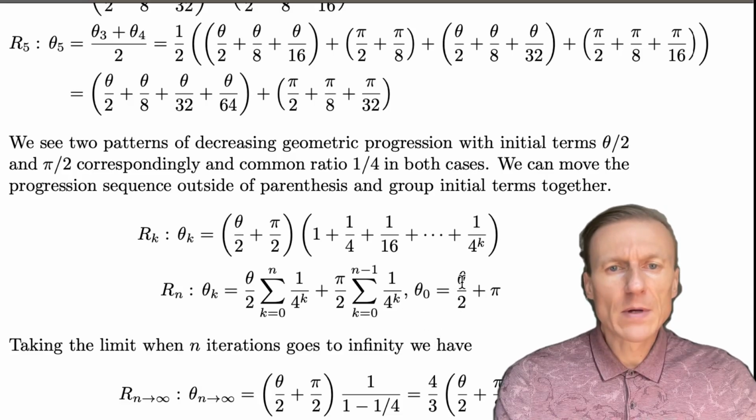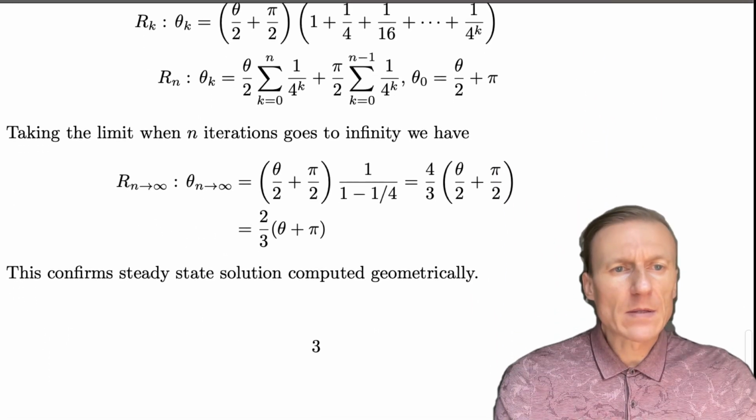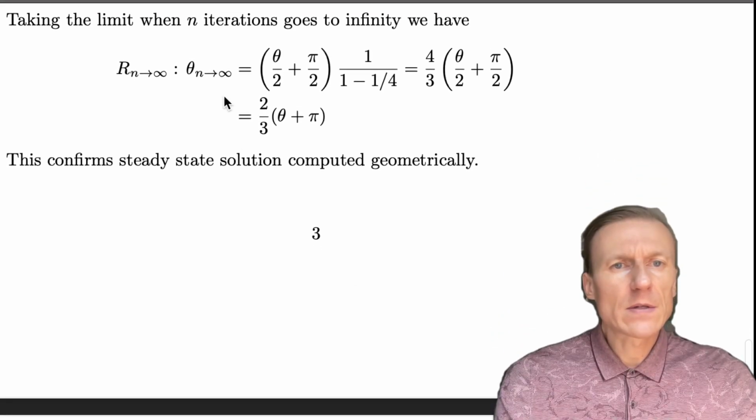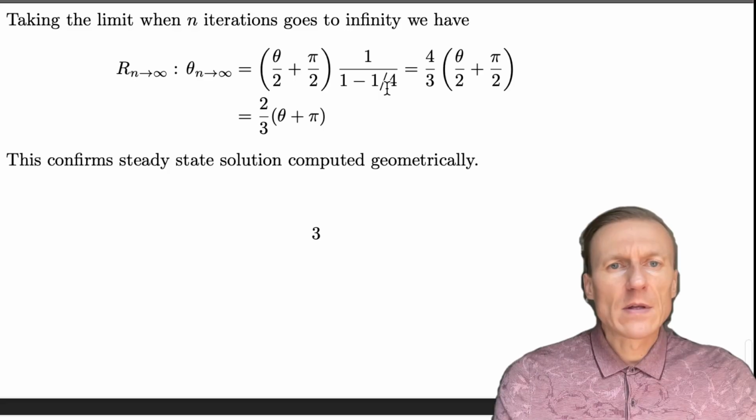Theta 0 term equals theta over 2 plus pi. But if we let n go to infinity, then we have a bounded value, and the sum of terms of a geometric progression equals the initial term divided by 1 minus the common ratio. And after some arithmetic, we get the same solution as we did geometrically.